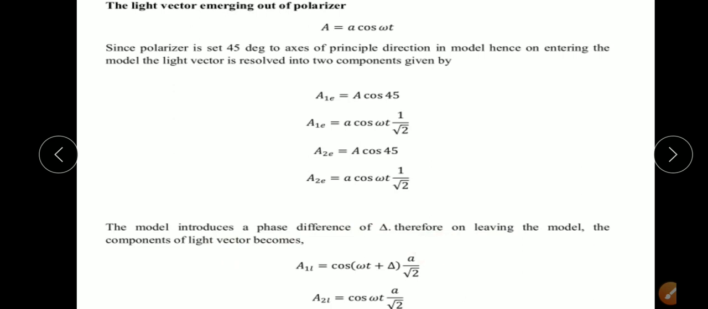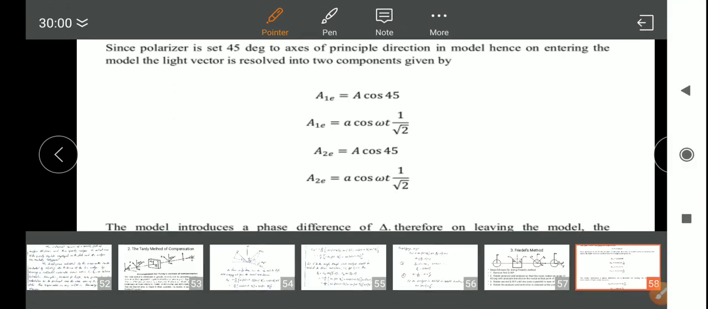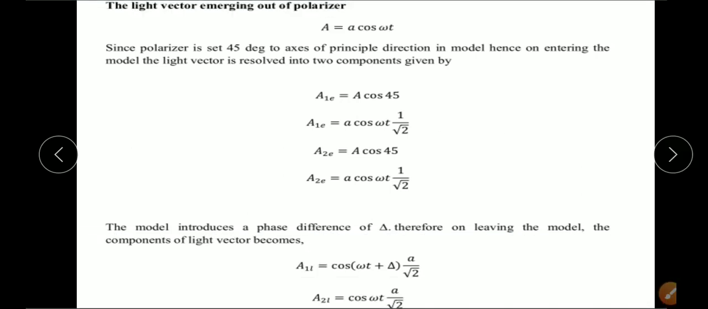Once the light enters from the polarizer to the model, a phase difference is going to occur. So, on leaving the model, the components of the light vector will be A1L and A2L. A1L is cos omega t plus delta, where delta represents the phase difference, and we add it here, times A by root 2. Similarly, A2L is equal to cos omega t times A by root 2.